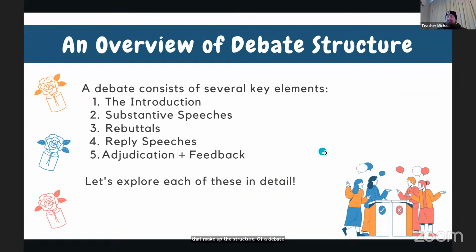A debate consists of several key parts, and those are the introduction, the substantive speeches, rebuttals, reply speeches, and adjudication and feedback. We are going to explore each of these parts in detail and have a bit of a discussion about them so that everybody knows how a debate will work.